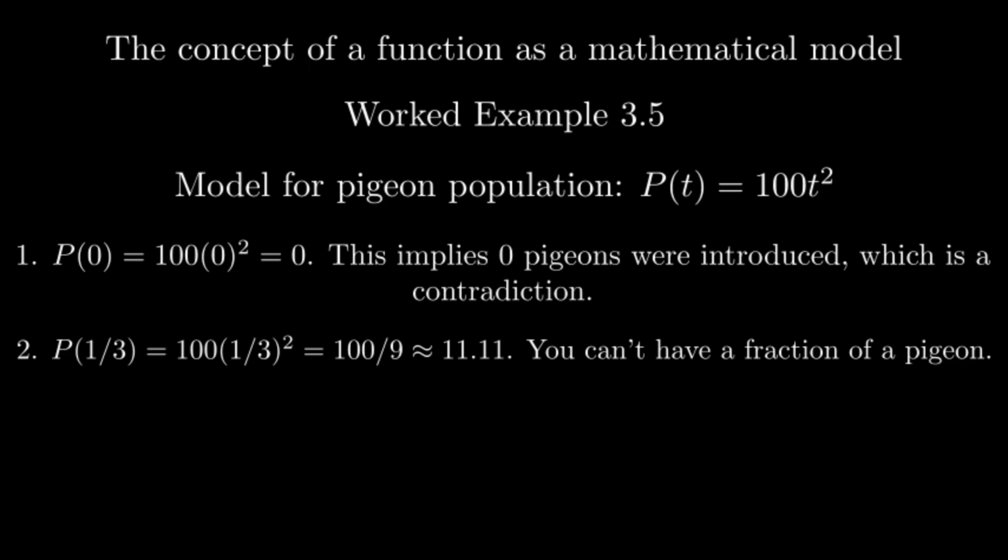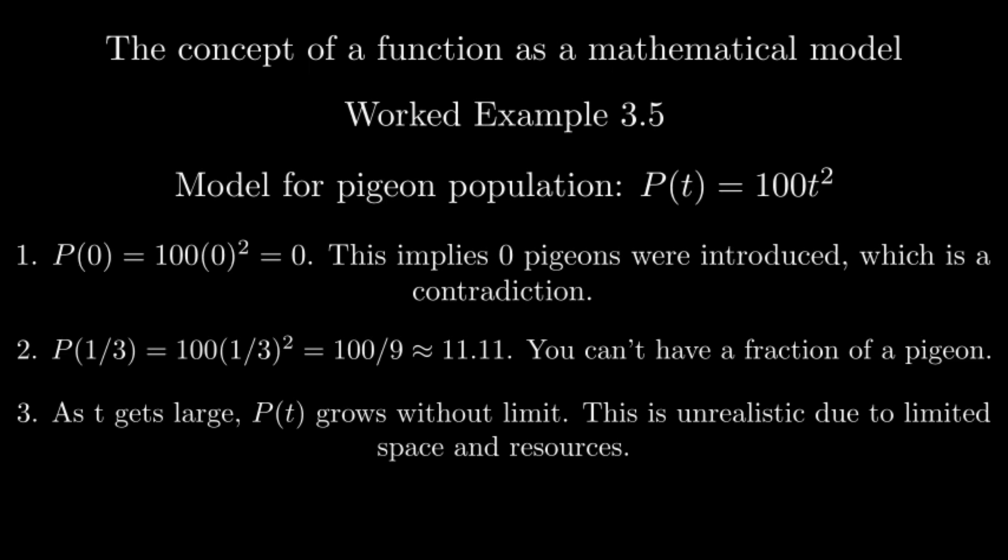What happens as time goes on, say after many years? The quadratic function grows forever. It predicts the pigeon population will increase to infinity. This is biologically impossible. Eventually, the island would run out of food, water, or space.